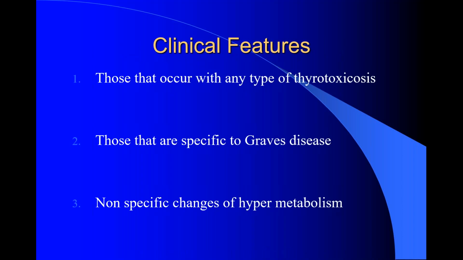suppressed. So coming on to clinical features, you always try to categorize the features. First, clinical features that can occur with any type of thyrotoxicosis, that means they are related to increased levels of thyroid hormones. Then those that are specific to Graves' disease, because Graves' disease is one of the causes of thyrotoxicosis. So I have told you, when you take history, you also have to take history related to the cause. So indirectly, these are specific to Graves' disease, that means cause-related symptoms. And then there could be non-specific changes of hypermetabolism.